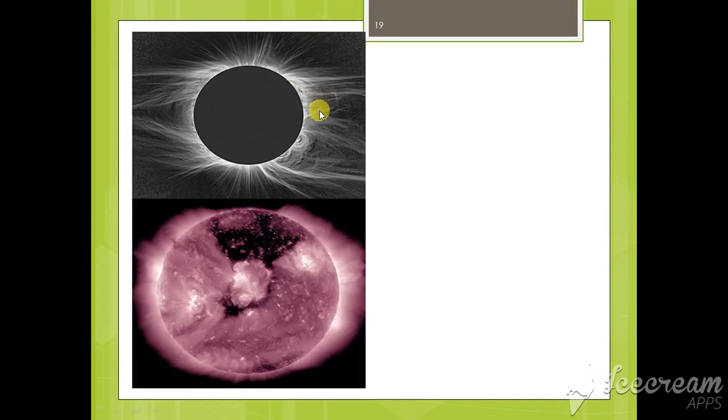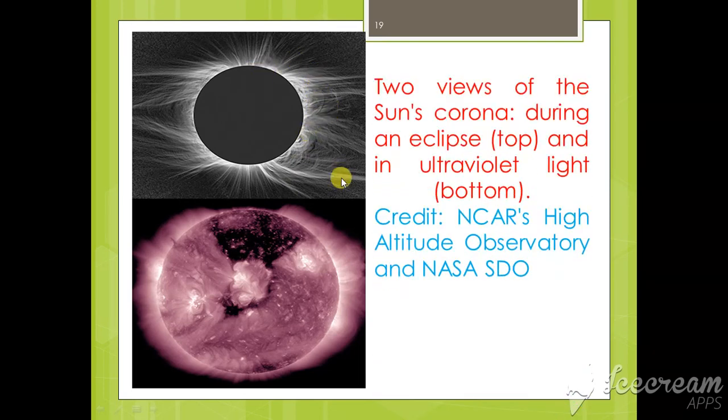So this is the picture showing the corona part taken during the eclipse, and the second one was taken in ultraviolet light. This flare kind of structure is represented by the corona part. These flares coming out of the solar atmosphere are representing the corona.